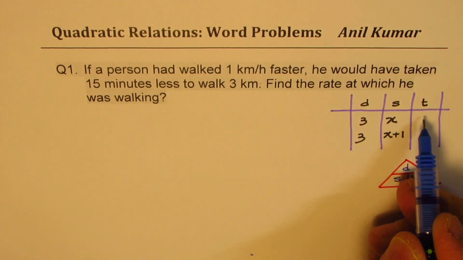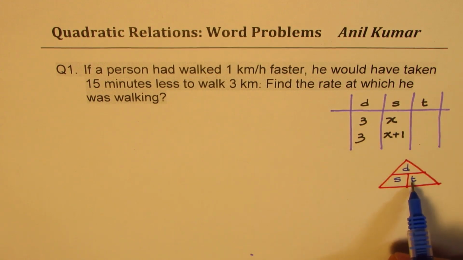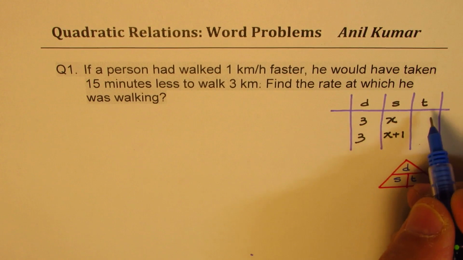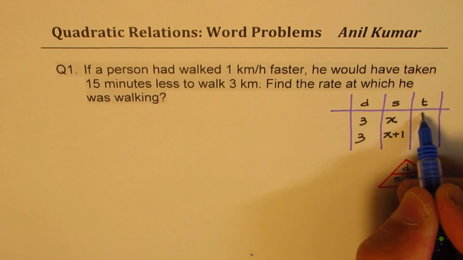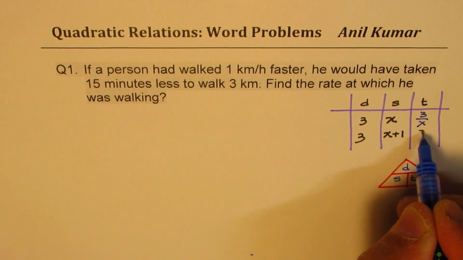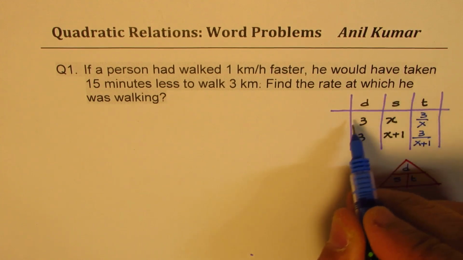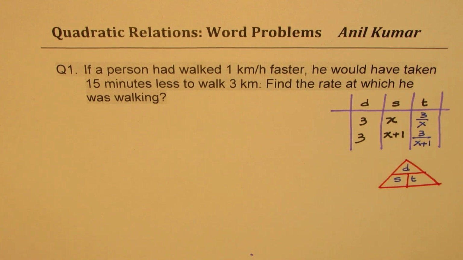Now we can find time from distance and the speed. Time is the ratio of distance over speed. So the time here is 3 over x. And in the second case, the time is 3 over x plus 1. So once you create this chart, then it is very simple, right?